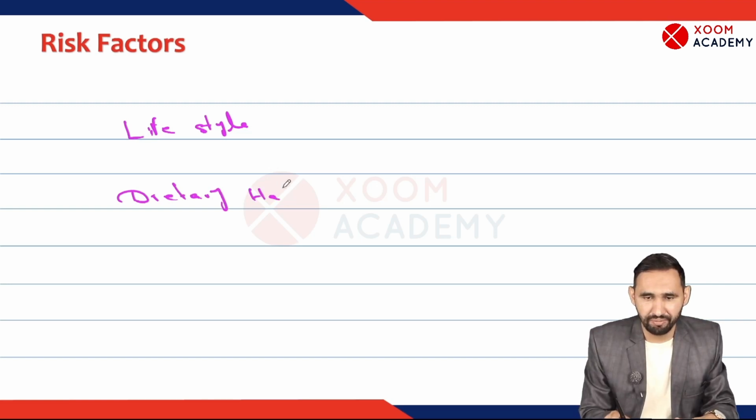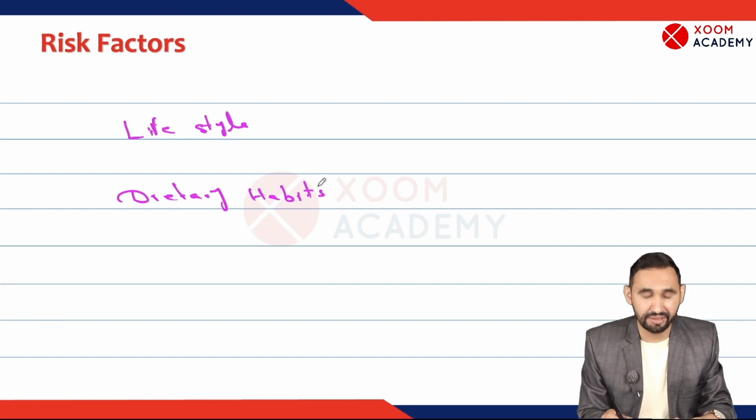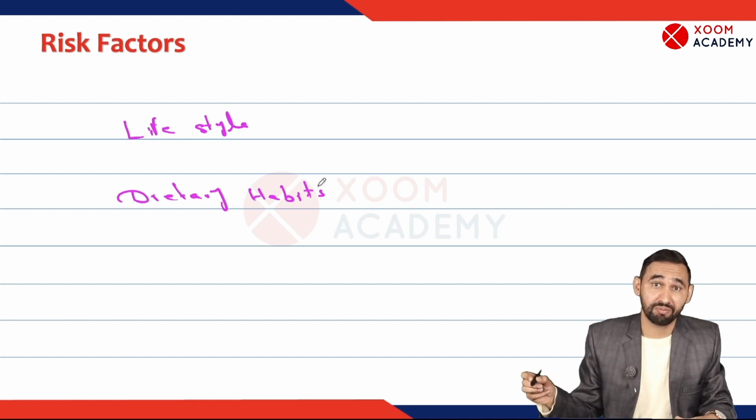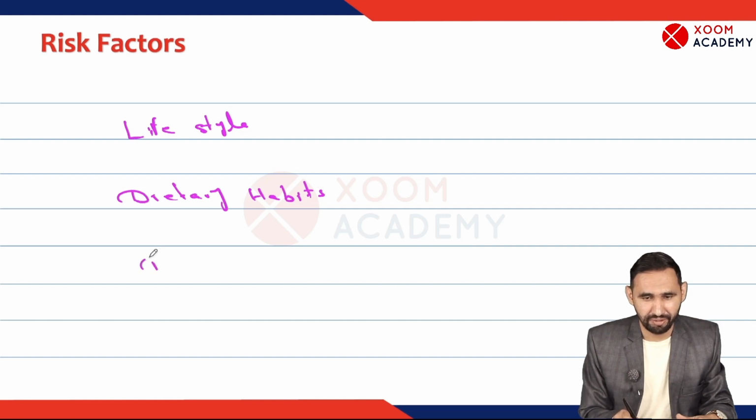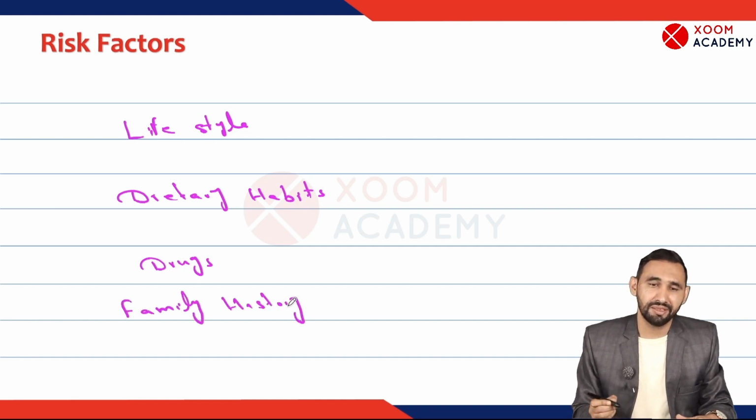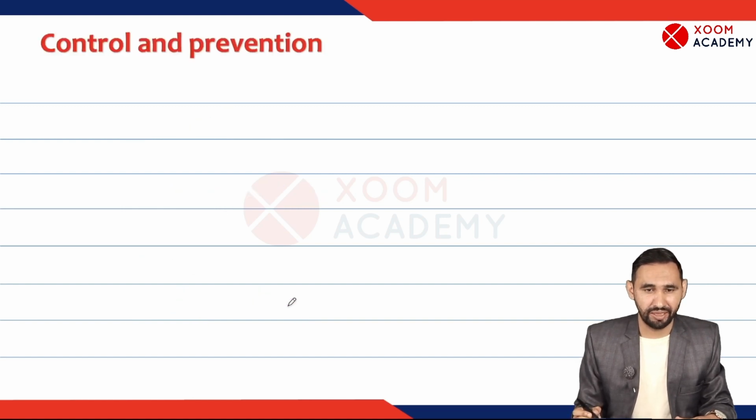Dietary habits play an important role in developing obesity. Like there is a greater tendency to eat fast food. Living standards have improved. People are using fast food. Lifestyle has modified, plus drugs. People who are using amphetamine have a tendency to become obese. There is family history. So these are the risk factors of developing obesity. We need to control them.